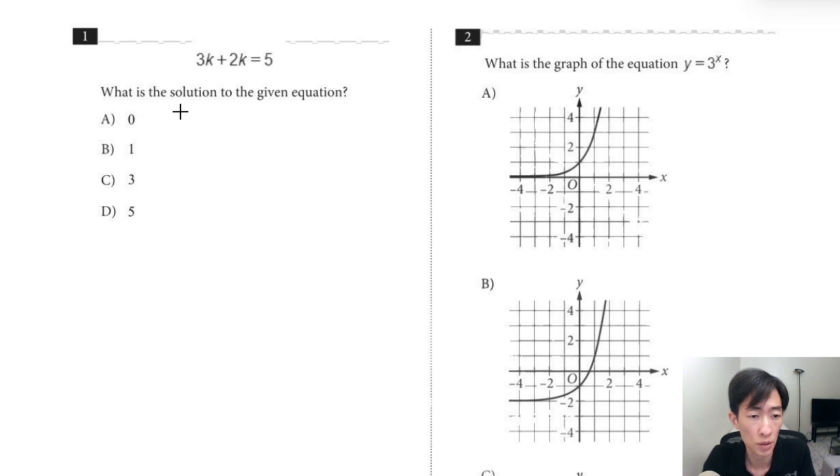Question 1, what is the solution to the given equation? So you can probably just eyeball this. 3k plus 2k is 5k equals 5. Divide both sides by 5 and k equals 1.